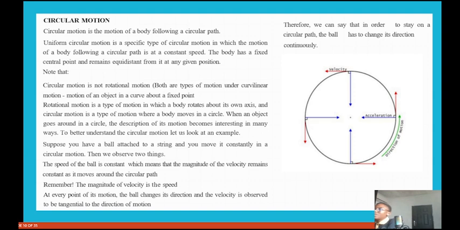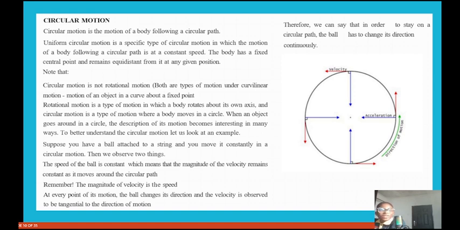When an object goes around in a circle, the description of its motion becomes interesting in many ways. To better understand circular motion, let's look at an example. Suppose you have a ball attached to a string and you move it constantly in a circular motion. What are the things we observe?